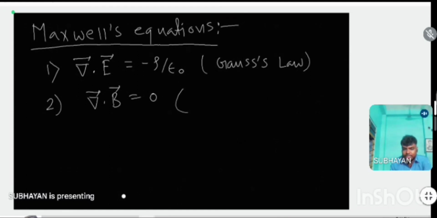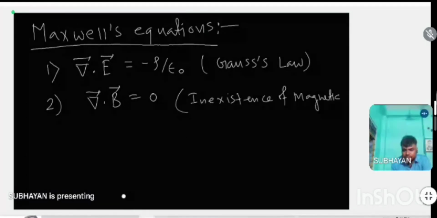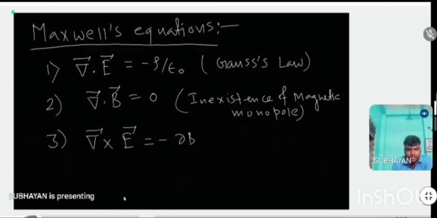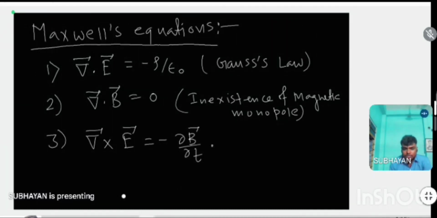This dictates the inexistence of magnetic monopole. Number 3, which is very interesting, is Faraday or Lenz's law, and in the form of vector algebra, you can write this as curl of E is equal to minus del B by del t.